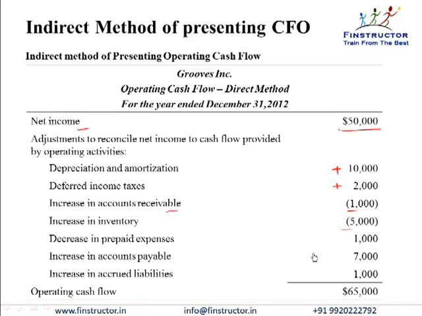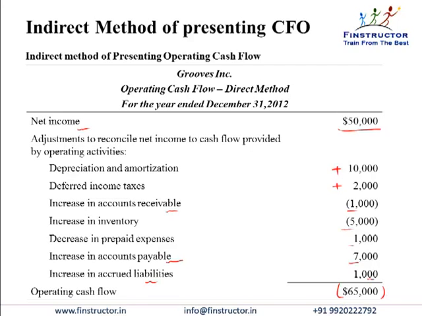Similarly, increase in asset accounts are subtracted, decrease in asset accounts are added. An increase in liability account is added. So if payable goes up, it means I haven't yet paid, indicating a cash inflow, and an increase in a liability will be added to get to my operating cash flow.